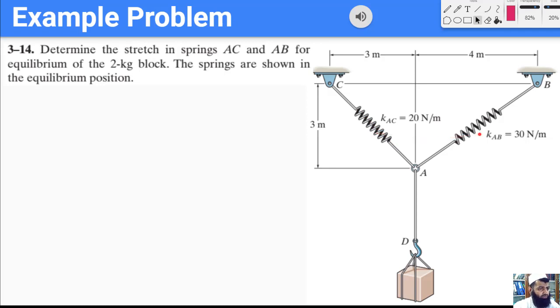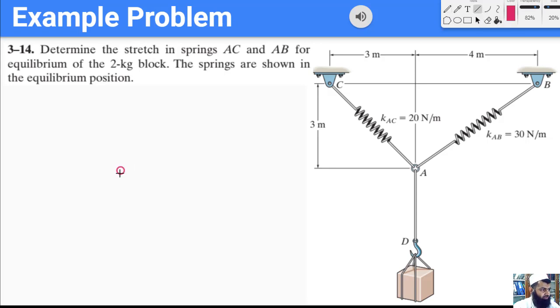Okay, so again, very similar to what we did before, we would first have to draw the free body diagram of this ring here, and then we would use that free body diagram to solve for the forces, and then we would use those forces to calculate the stretch in the spring. So let me draw the free body diagram. First of all, we need a ring, and then we want to draw all the forces on the ring.